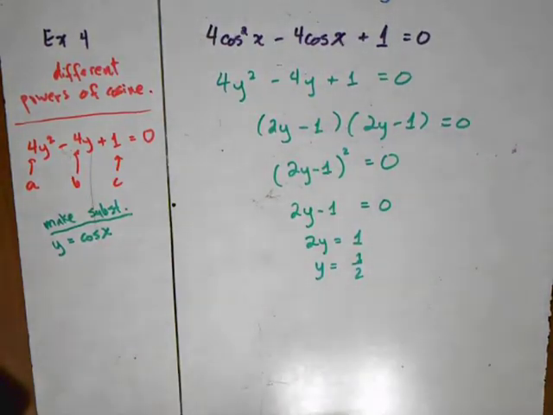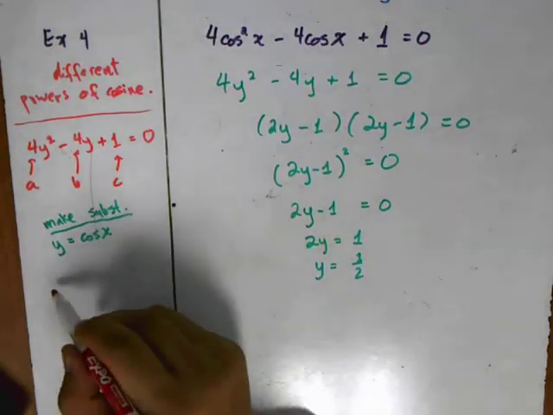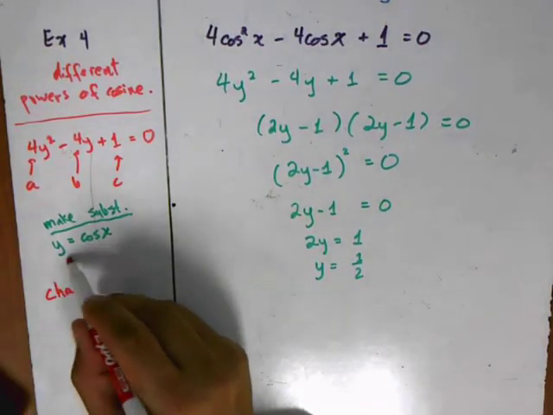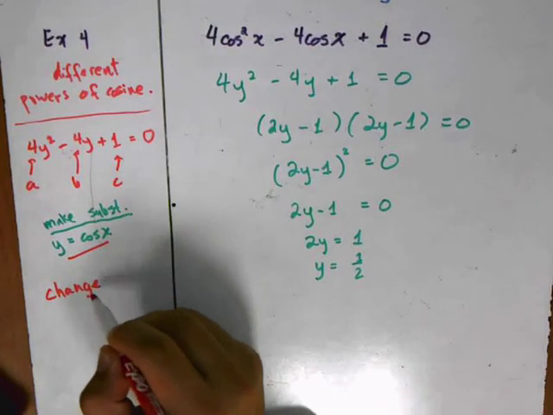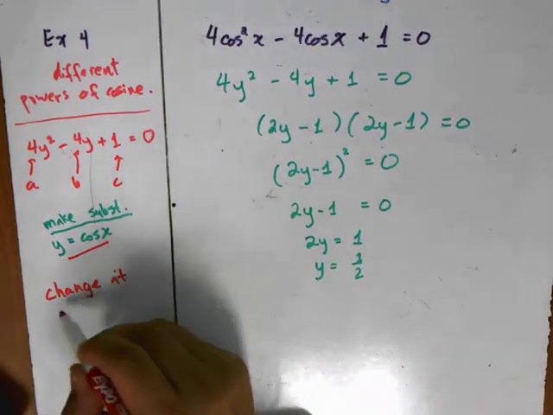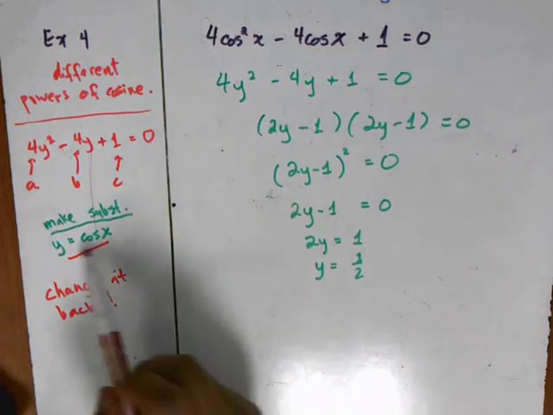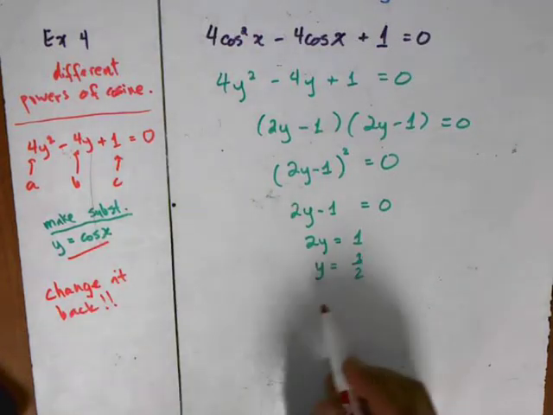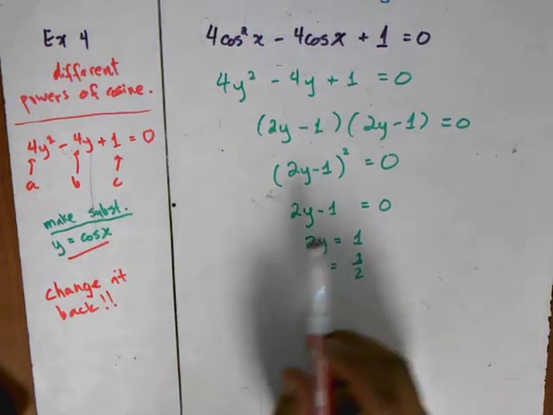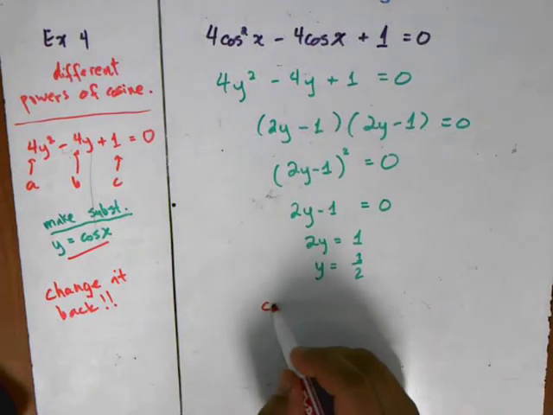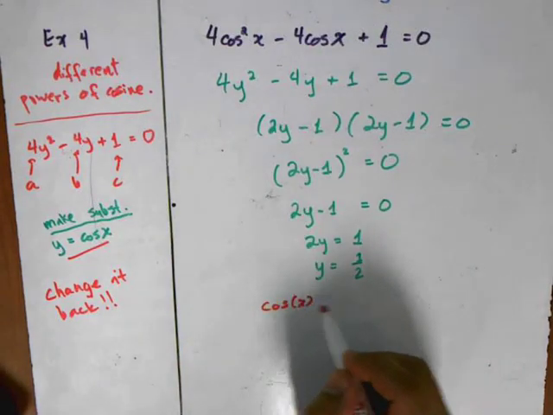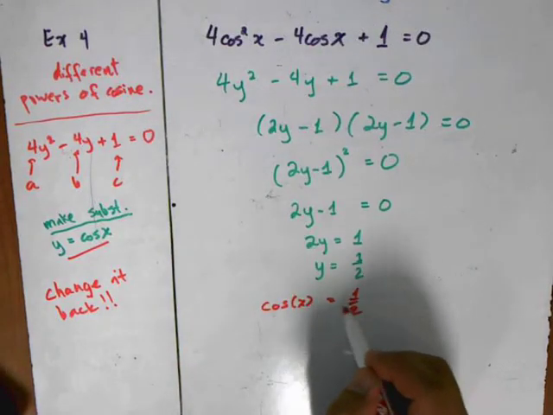But remember, because we made this substitution before, we have to change it back. We have to make this unsubstituted. I'm just going to say change it back. So again, nothing wrong with making a substitution as long as you change it back. So remember that we're solving for x here, we're not solving for y, so I'll change it back. Cosine of x equals 1/2.